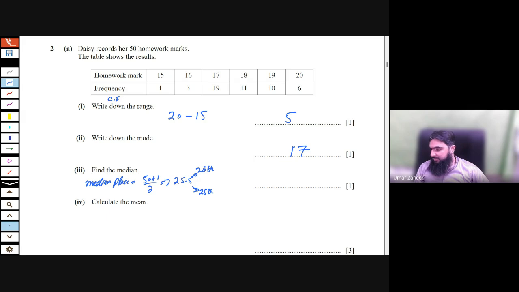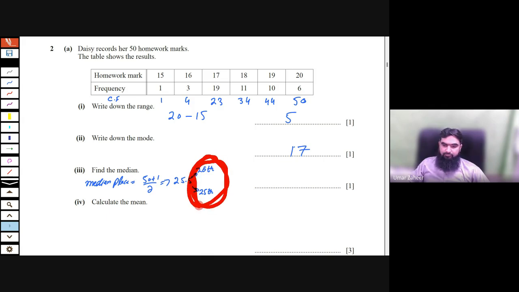Cumulative frequency: 1 plus 3 is 4, 4 plus 19 is 23, 23 plus 11 is 34, 34 plus 10 is 44, 44 plus 6 is 50. In which column will the 25th and 26th values lie? Anyone? Where will the 25th and 26th values lie?